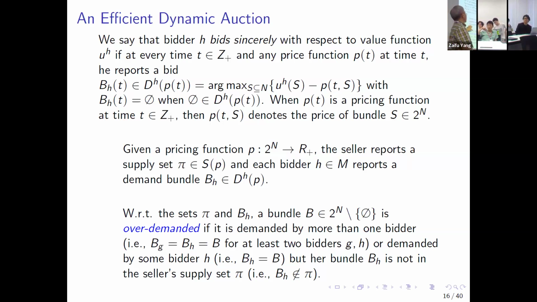With respect to this supply set pi and the reported optimal bundle by every bidder, we say that a bundle B is over-demanded if it's demanded by more than one bidder. This is the standard one. However, there's another one which is not standard, but still quite important, which is demanded by some bidder could be just one.